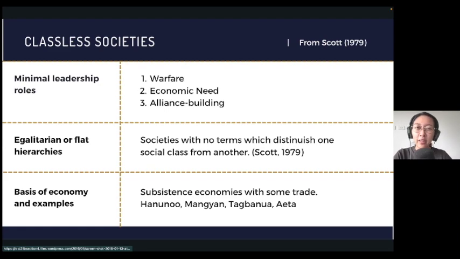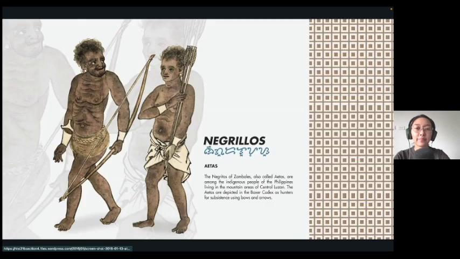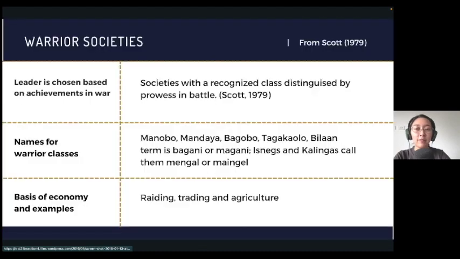So they can't really trade widely with other areas unless they collect special goods from the forests that they live in. Examples in later times of classless societies would be the Hanunoo, Mangyan, Tagbanwa, and the Aita. But of course, this is for earlier periods of time. Now, in the present, these people have different forms of class differentiation already. Okay, here's an early depiction from the Boxer Codex of the Negrillos, or the Aitas, who were a classless society when the Spanish arrived in the Philippines.